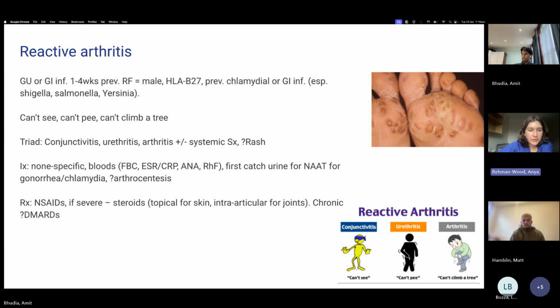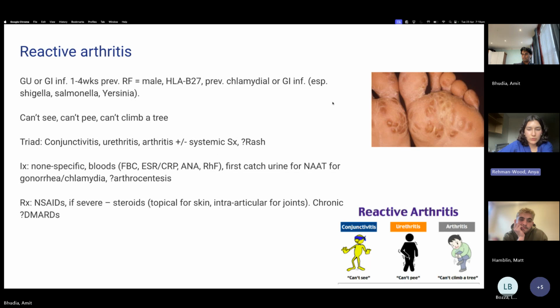So you've mentioned the triad of conjunctivitis, urethritis, and arthritis. And there are other systemic symptoms as well. So you can have fever and enthesitis, which is when you have inflammation where tendons insert onto bone. You can also have dactylitis, which is swelling of digits. The image there is of keratoderma blennorrhagicum. And you can also get circinate balanitis, which is like eroded glands.